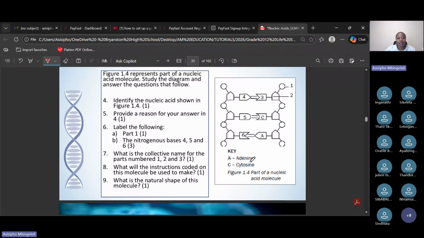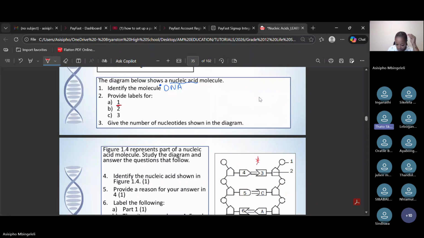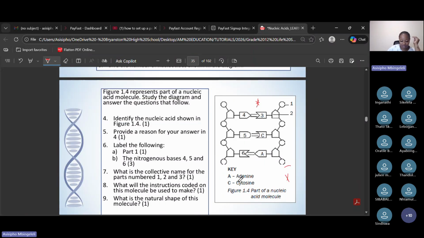Perfect. All right. Figure 1.4. This is the figure that we are looking at. It represents a part of a nucleic acid molecule. Study the diagram and answer the questions that follow. Identify the nucleic acid. Tato, please do identify it for us. I said DNA. Definitely DNA. So the nucleic acid is DNA.